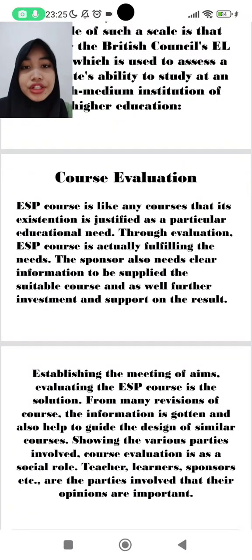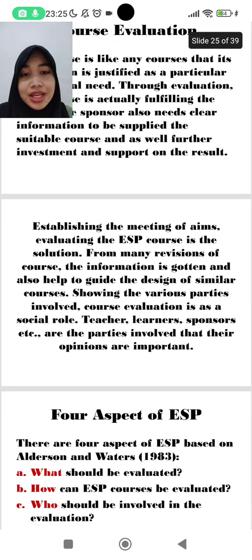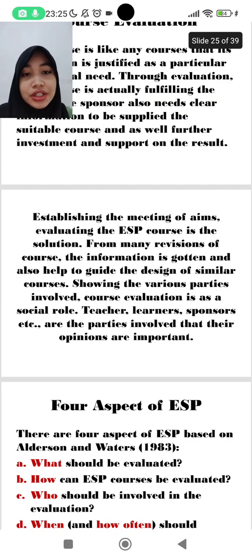Okay, next. Course evaluation. An ESP course is like any course in that its existence is justified as a particular educational need. Through evaluation, we see whether the ESP course is actually fulfilling the needs. The sponsor also needs clear information to be supplied on the suitable course and as well on further investment and support in the result. Establishing the meeting of aims, evaluating the ESP course is the solution.